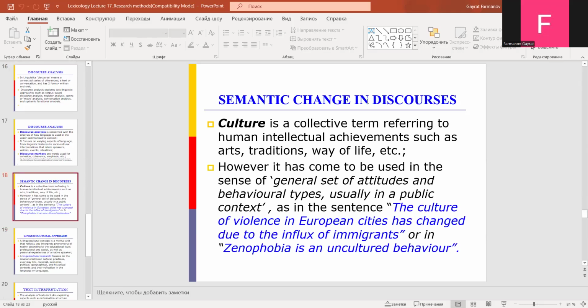Semantic change in discourses. Culture is a collective term referring to human intellectual achievements such as arts, traditions, ways of life, etc. However, it has come to be used in the sense of a general set of attitudes and behavioral types, usually in a public context, as in the sentences: The culture of violence in European cities has changed due to the influx of immigrants, or: Xenophobia is an uncultured behavior.